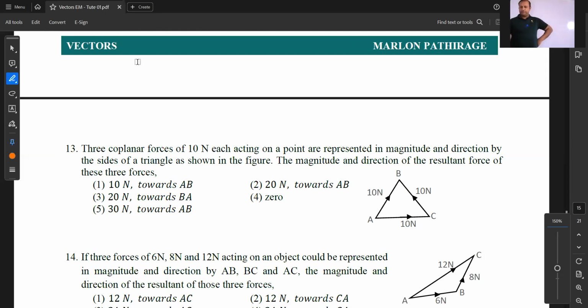Okay, look at this one. There are three forces like this. According to the question, we are asked to find the resultant force of them. If you look into this figure, look at this.